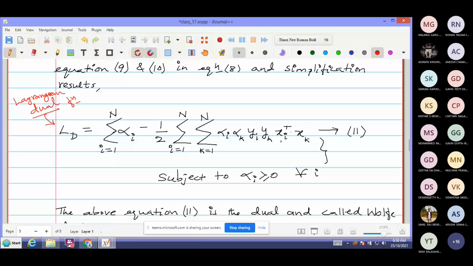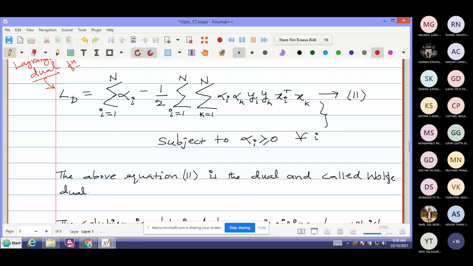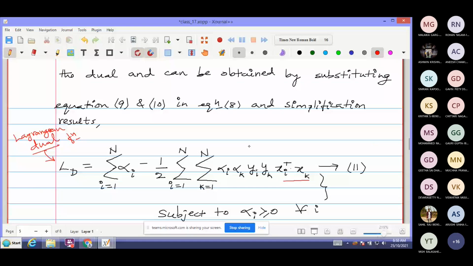Here, these are for different values of i and k, with both i and k running from 1 to n. You understand that xi transpose into xk is basically an inner product. You're finding the inner product of one data point with another data point. We will elaborate on that at a later point in time. This is subject to alpha i greater than or equal to 0. If alpha i is negative, there is no point, so we consider alpha i always greater than or equal to 0.